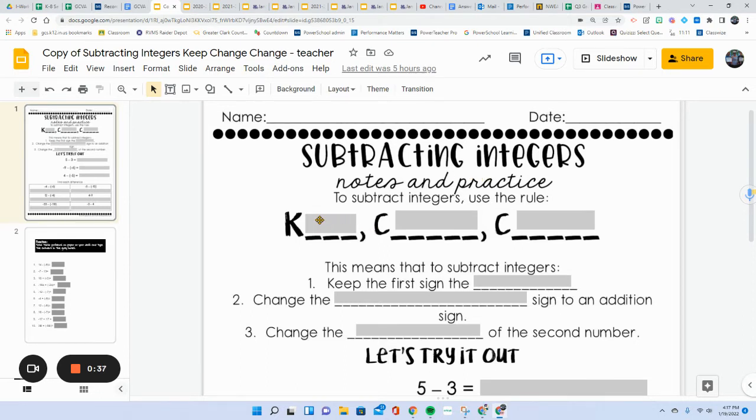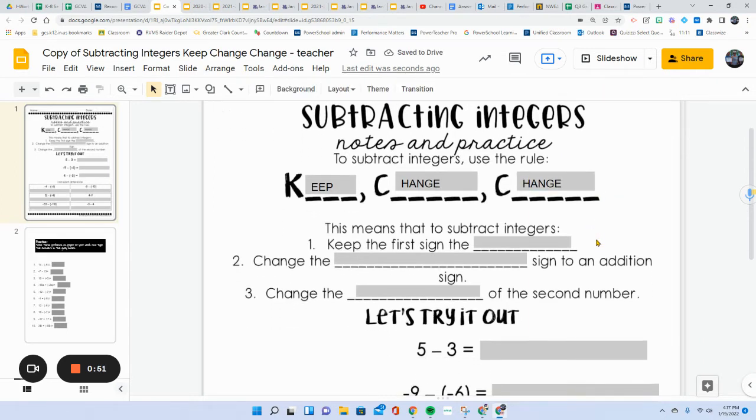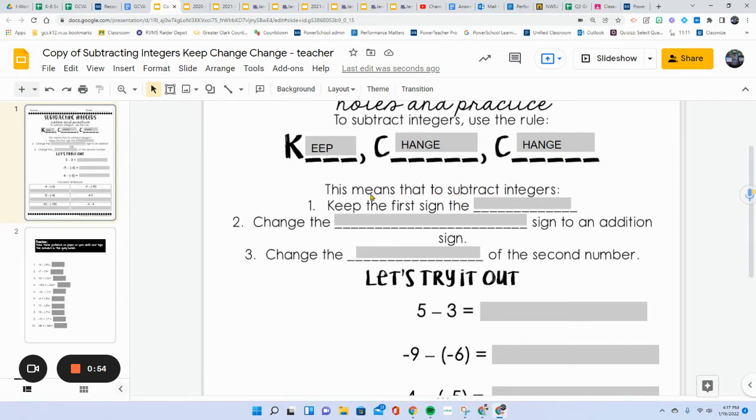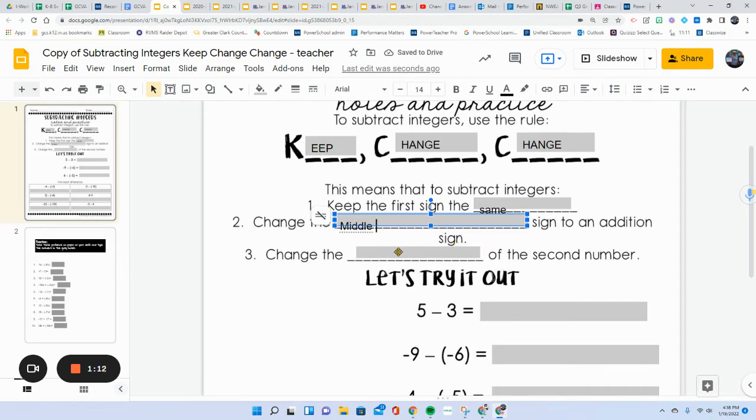Some students don't make that connection, so there's a little saying that teachers like to use too that goes along with it: keep, change, change. Now let's make that make sense. This means that to subtract integers, keep the first sign the same. Change the middle sign to an addition sign. And then change the sign of the second number.